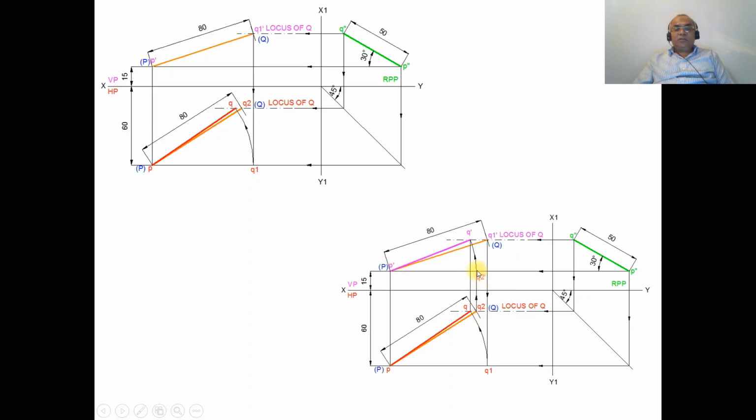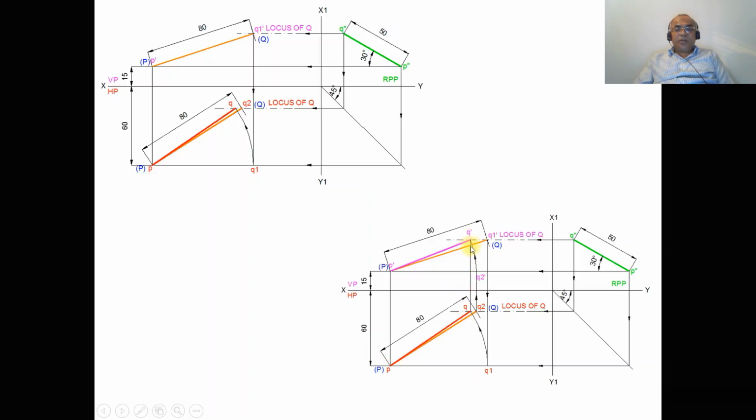Then you mark this point as Q2 dash, and with P dash as center, taking the radius of P dash Q2 dash, you draw an arc such that it cuts the locus of Q in the front view, and you mark this point as Q dash. Then join P dash Q dash with a dark line, and PQ with a dark line.